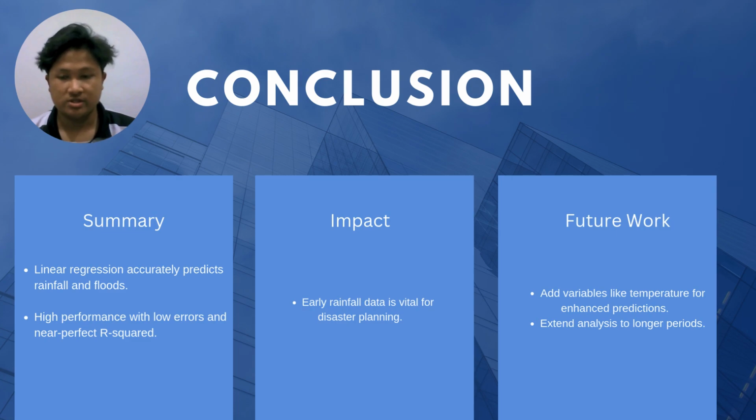For future research, we can add variables like temperature to get a better prediction and extend the analysis to longer periods. So with our perfect accuracy, this shows that the linear regression model can be the best tool to predict rainfall and flood in Malaysia. That's all. Thank you.